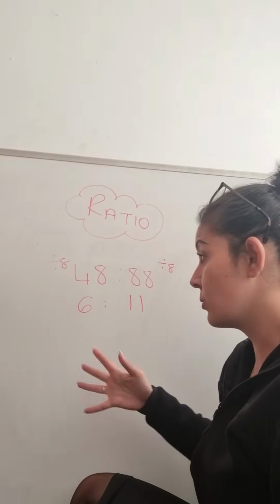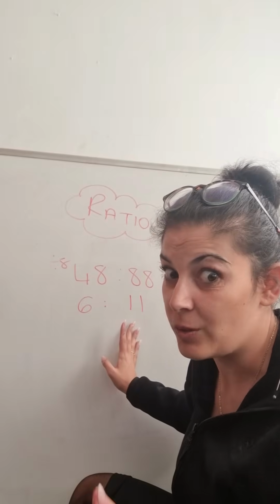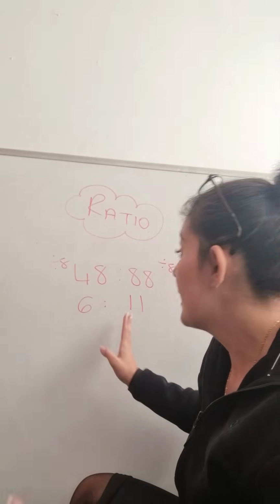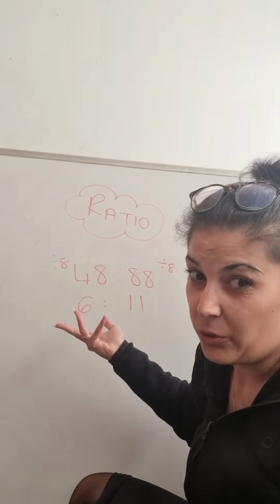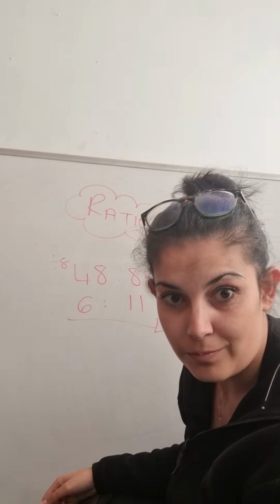And no, I can't, because 11 is a prime number, which means I can only divide it by 11 or 1. And, well, that's just not going to work on that side. So this is in its simplest form. And you're done.